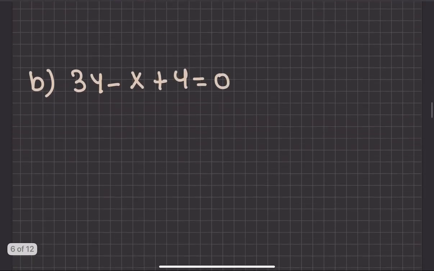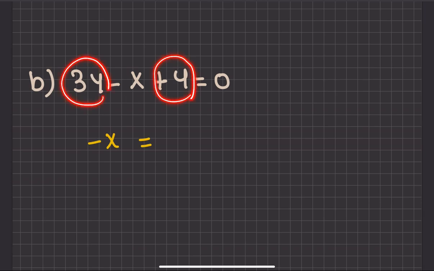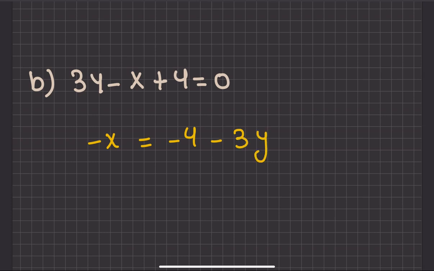B, 3y minus x plus 4 equals 0. I'm solving for x, so I'm going to keep this on the left side. So minus x stays here, equals, but I'm going to move positive 4 and positive 3y to the right side. When a positive moves to the right side, it becomes negative. So it's going to be equals minus 4 minus 3y. But keep in mind, I'm solving for x, not minus x. So I'm going to divide the whole thing by minus 1.